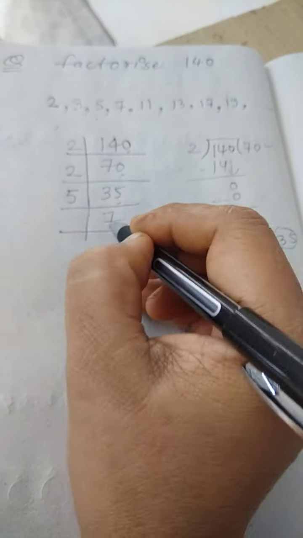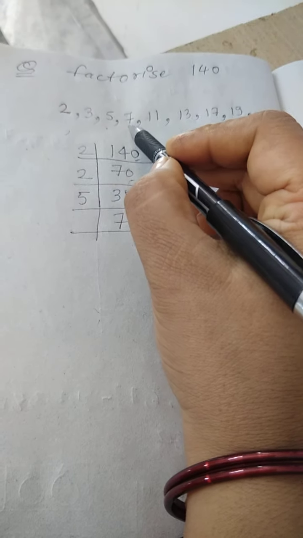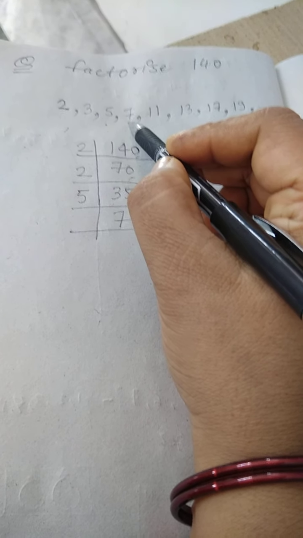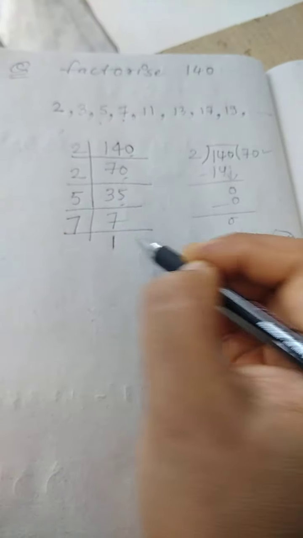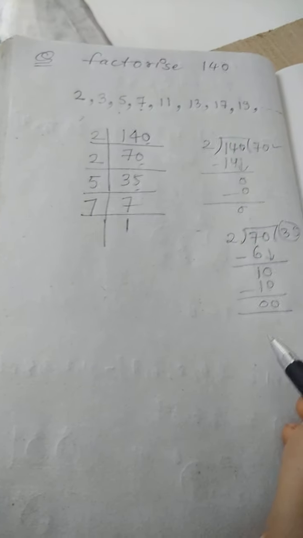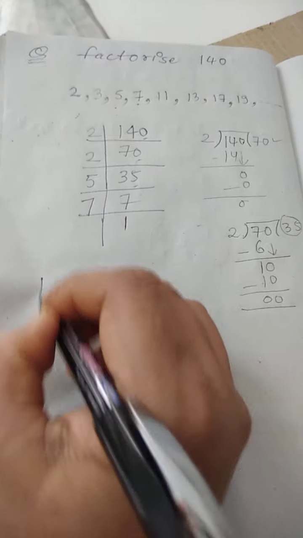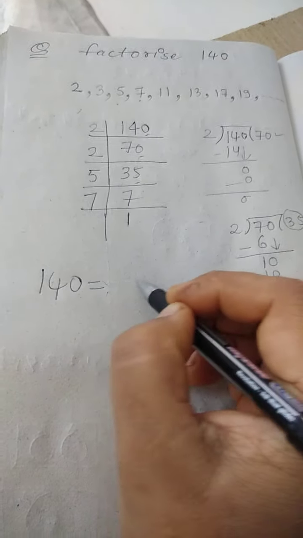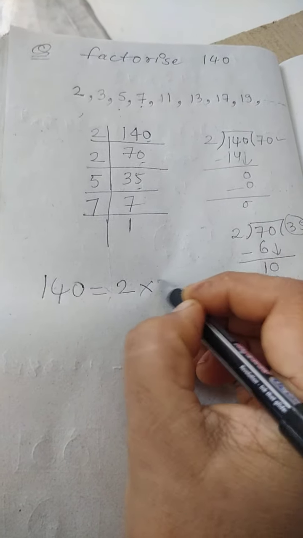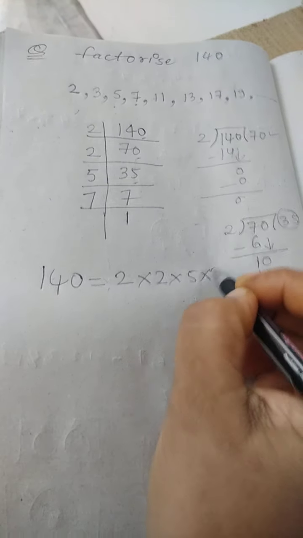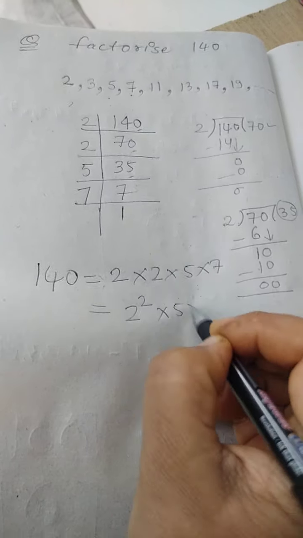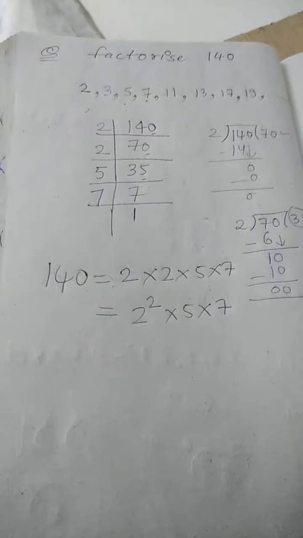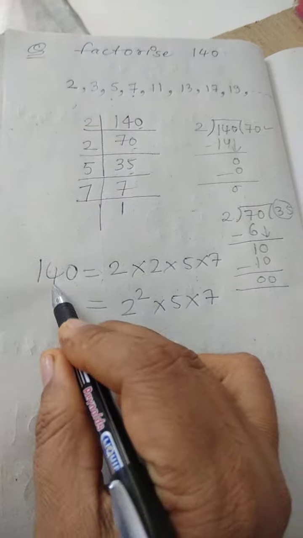Again 7. Now we observe that 7 is a prime number. It does not have more than two factors. It has factors only 1 and itself. So 7 will be divisible by itself. 7 ones are 7. So what are the prime factors we got of 140? The prime factors are 2, 2, 5 and 7. We can write it as 2 square into 5 into 7. So these are the prime factors of 140.